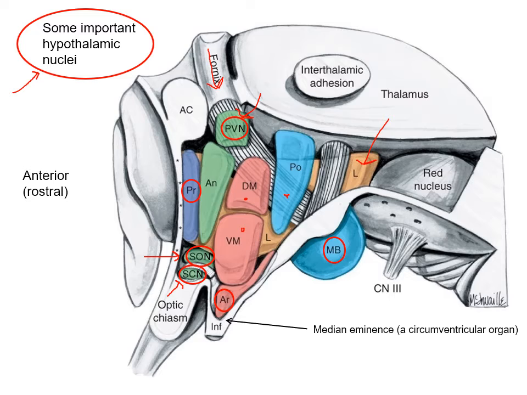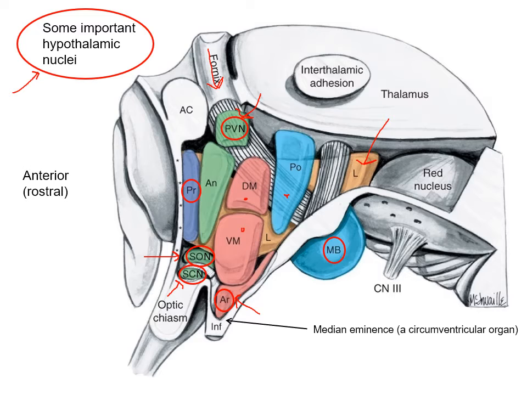So moving along within the tuberal region, which is posterior to the anterior region, is an important nucleus called the arcuate nucleus, labeled AR here. The arcuate nucleus has two important functions. One is to regulate feeding behavior, and the other is to control the anterior lobe of the pituitary gland. So it has these two different functions. I'll go over how it controls the anterior lobe of the pituitary gland in an upcoming slide.